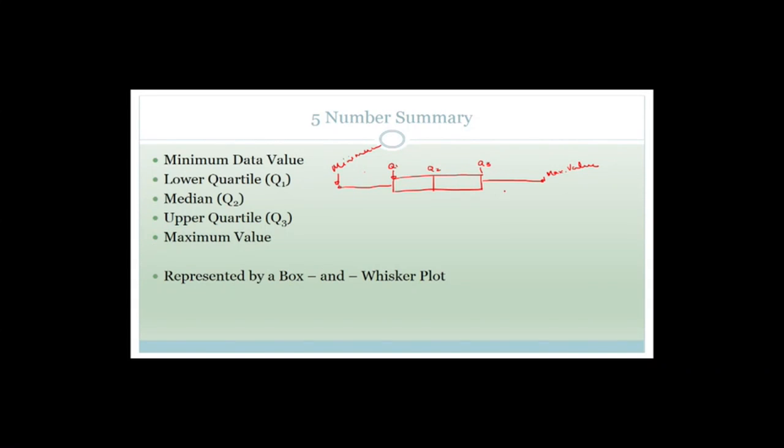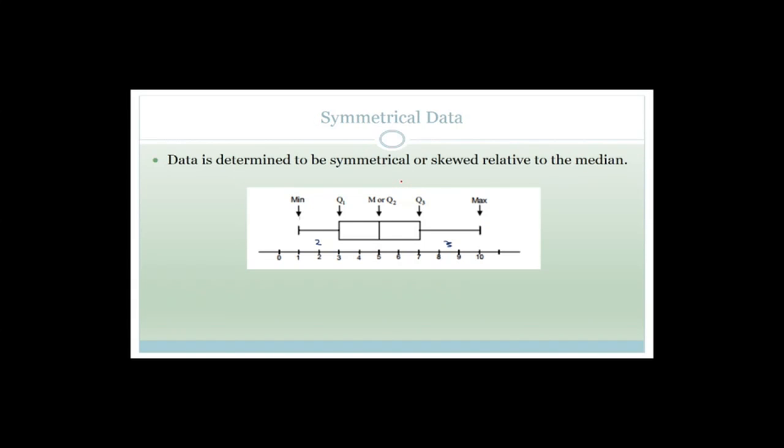And it can be represented by a box and whisker plot, but the most important thing with a box and whisker plot, and I'll show you some examples in a second, is that you need to use a ruler and you need to designate values on this. In other words, you need to draw a line and then draw in all the little points and show what they ask, so that you end up with a perfectly drawn to scale box and whisker plot. The reason for that is we're going to use the information, as well as how it looks, to decide if the data is skewed or not. So the data is determined to be symmetrical or skewed relative to the median, or the Q2.